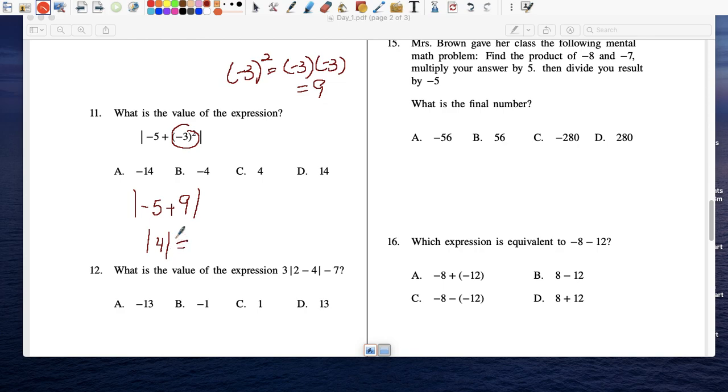You can finally take the absolute value of that. The absolute value of 4 is just 4. Right? Remember, the absolute value of a number is always positive or 0. Don't forget that. Right?